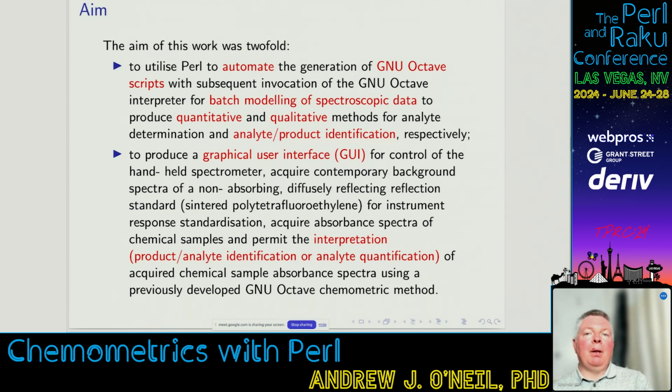Acquire the background spectrum of the PTFE, the white PTFE standard, which is the non-absorbing diffusely reflecting standard that's used in NIR, and then basically acquire the spectrum, process the spectrum, and allow interpretation of the spectrum to give an identification or quantification of the spectrum, using one of the models developed in Octave.